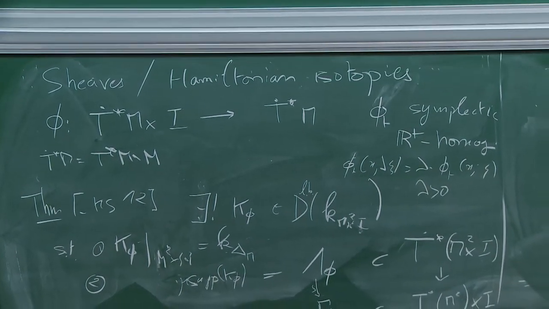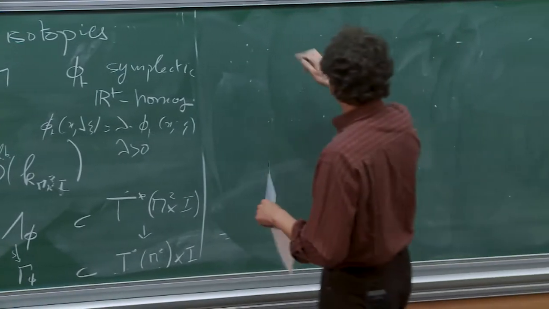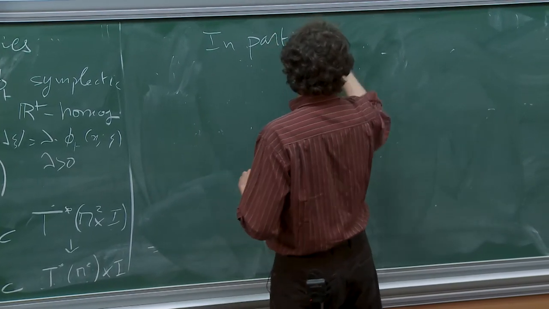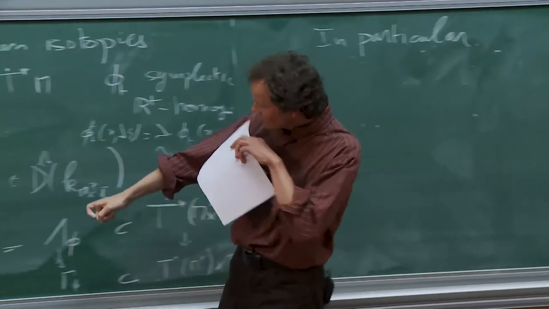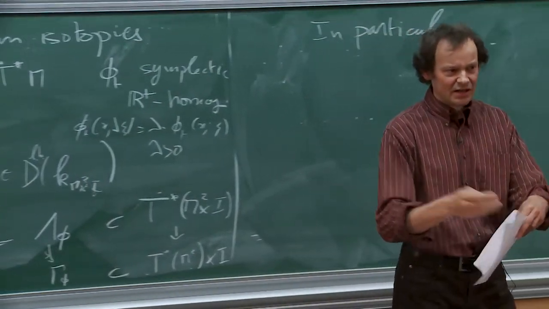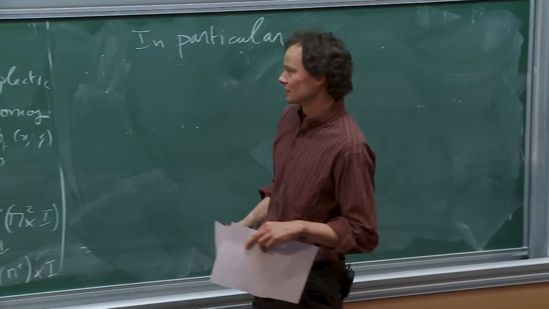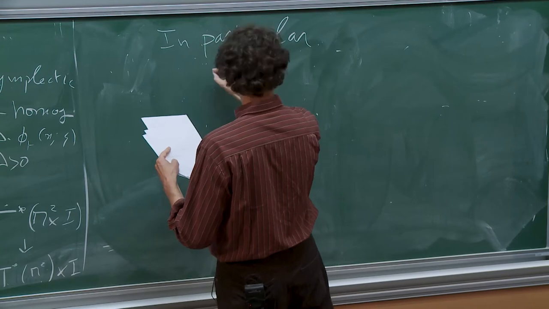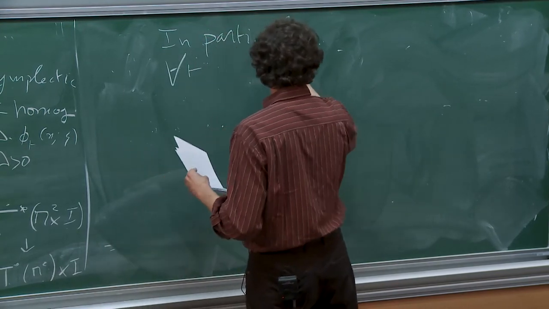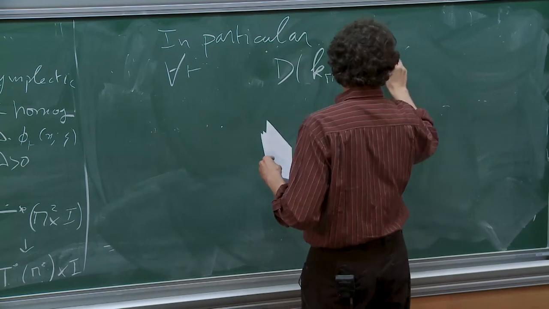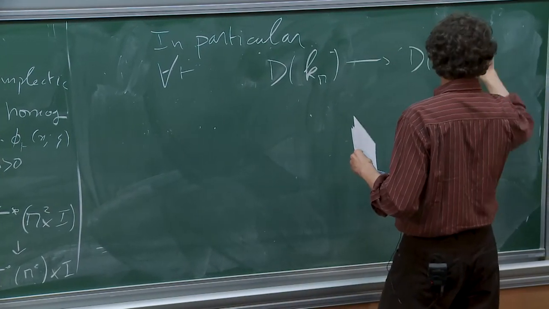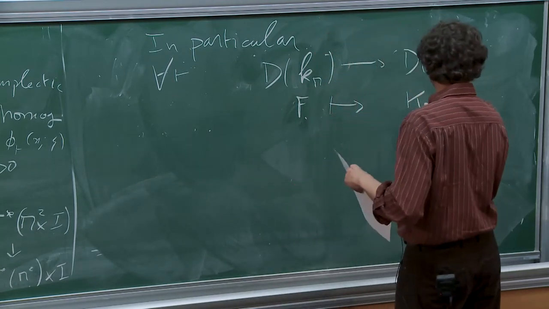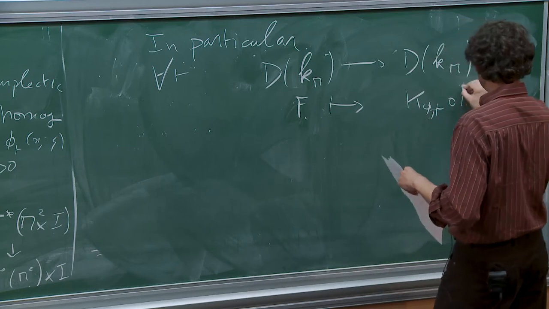So in particular, if I consider the composition with this sheaf K_phi at time t, it will give an equivalence between the derived category and itself, for all t. So the composition F maps to K_phi_t composed with F.